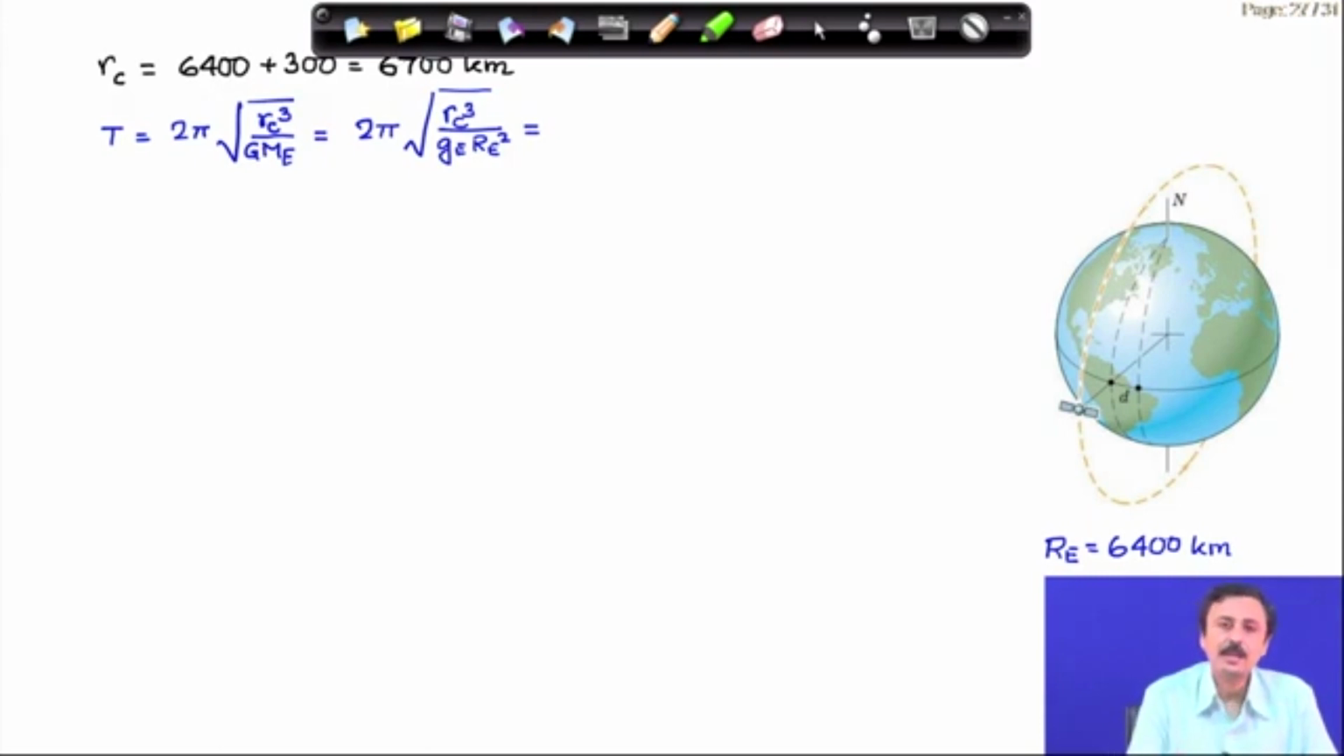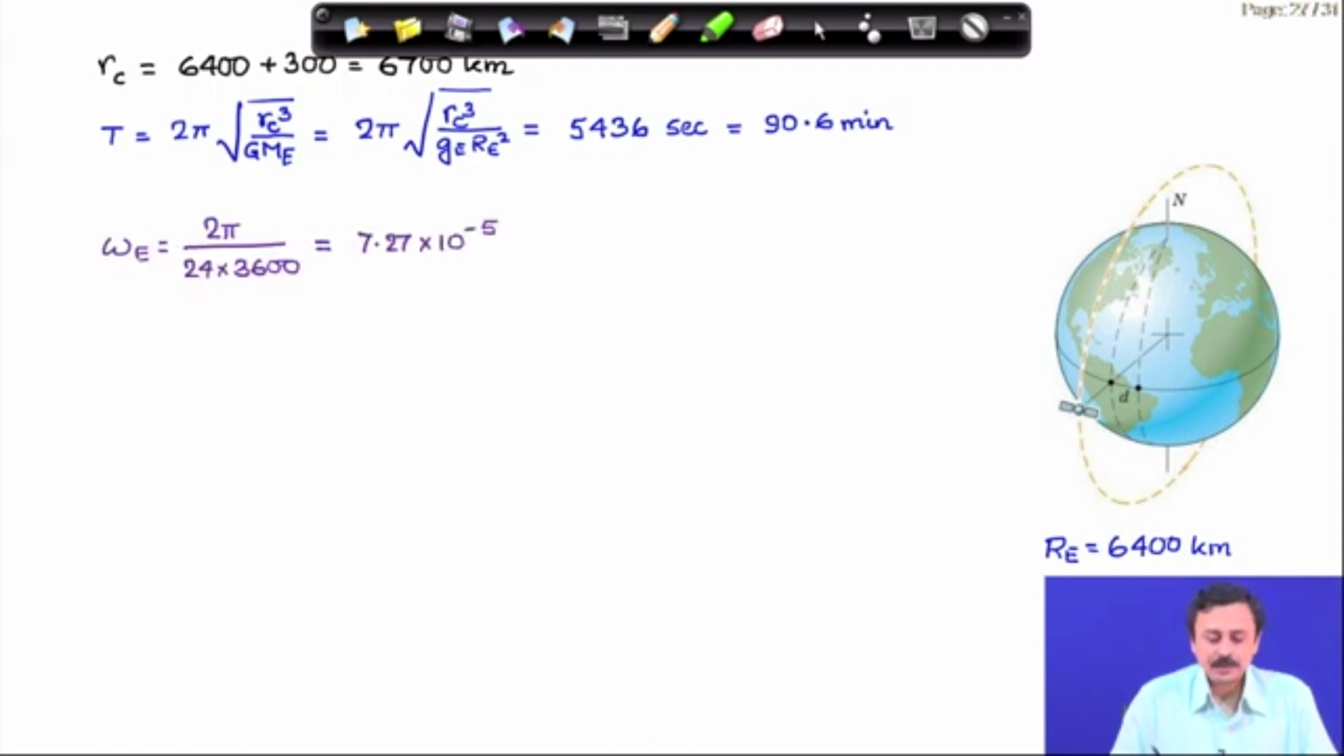Again, I have replaced G M_e with the acceleration due to gravity on the surface of the Earth times the radius of the Earth squared. This is the time period of this circular trajectory. Now, within this time period, how much has the Earth rotated? That will give us the distance on the surface of the Earth. Let us do that. So, first the time period is 90.6 minutes.